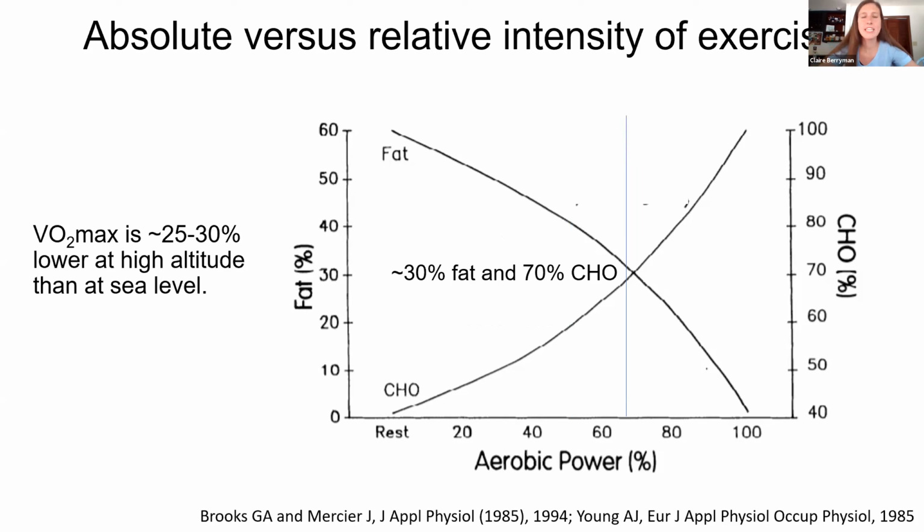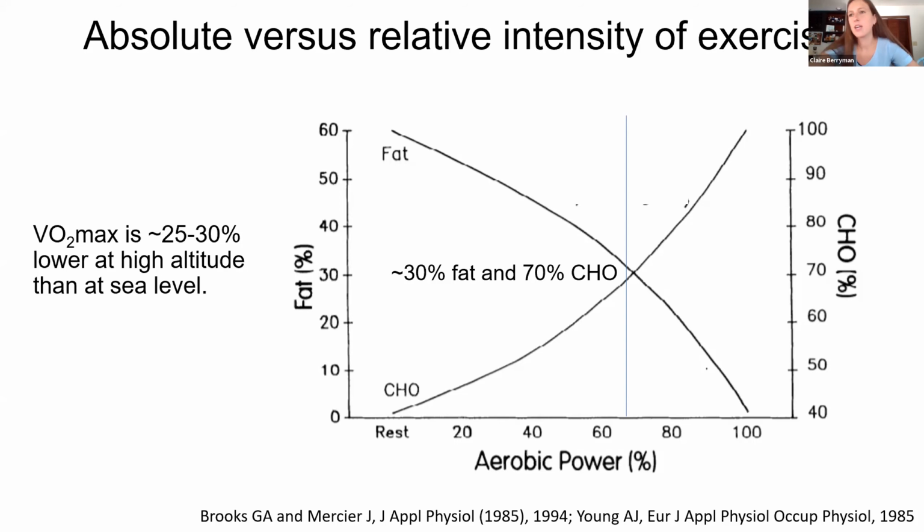In this case, and based on the figure, they would use about 30% fat and 70% carbohydrate to fuel their exercise. And so given this concept, it's not entirely surprising that more carbohydrate was used at high altitude. But I should say, whereas the Brooks study used absolute intensity, and many of the studies I'm talking about used absolute intensity, there's just as many studies using relative intensity of exercise. And whether absolute or relative intensity exercise are compared, it really depends on the research question, whether you use absolute or relative intensity in the study.